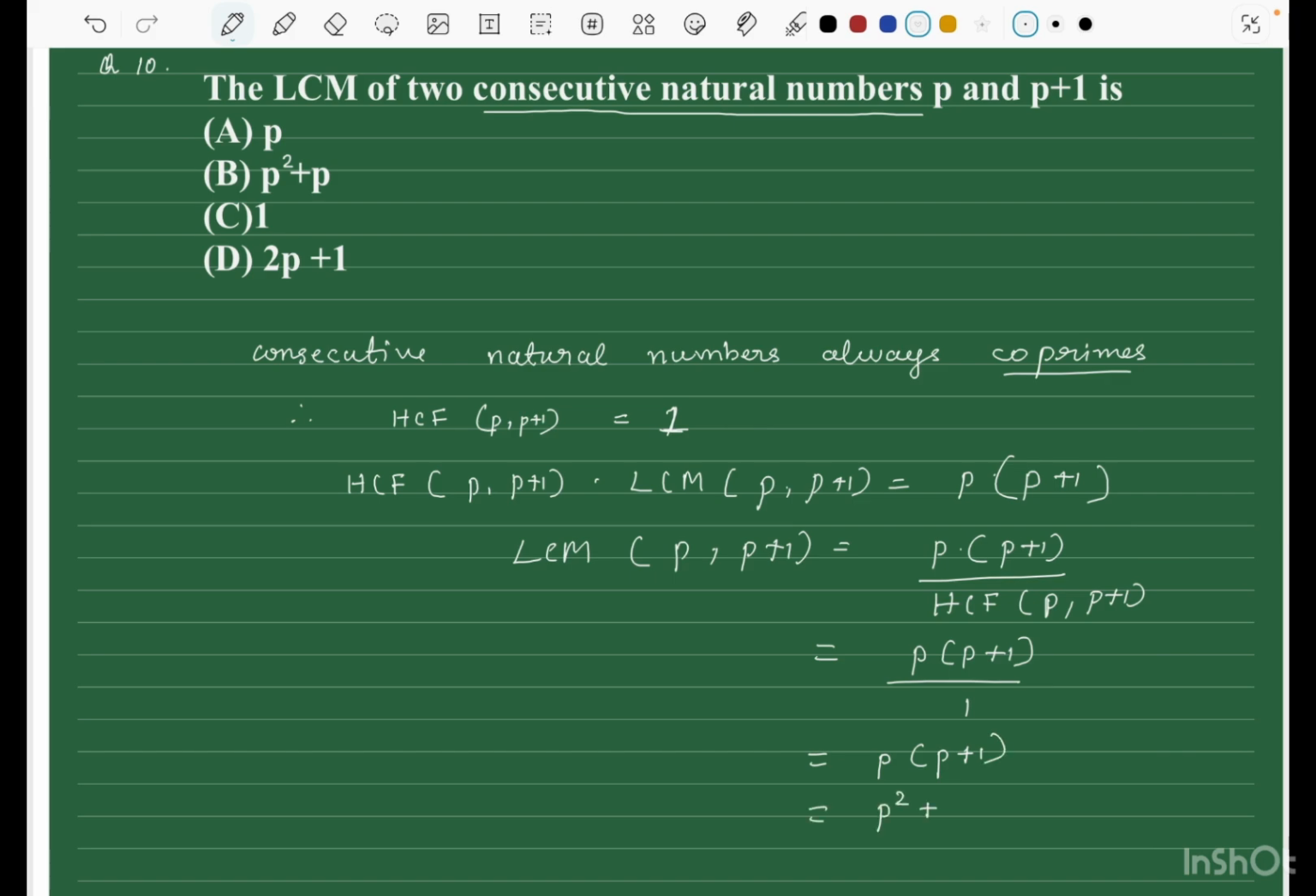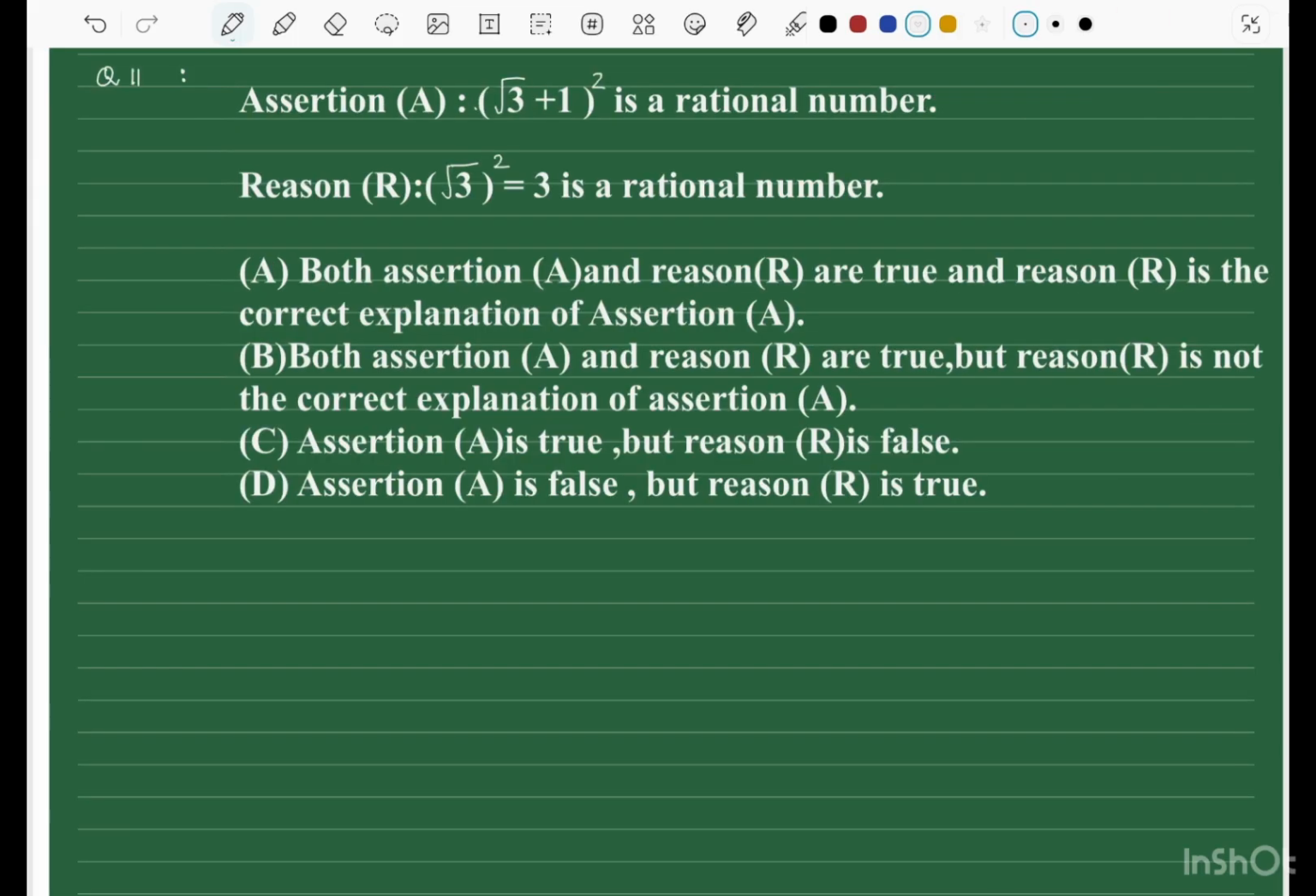Solving this, we get p square plus p. So LCM is p square plus p. That is, option B is correct.